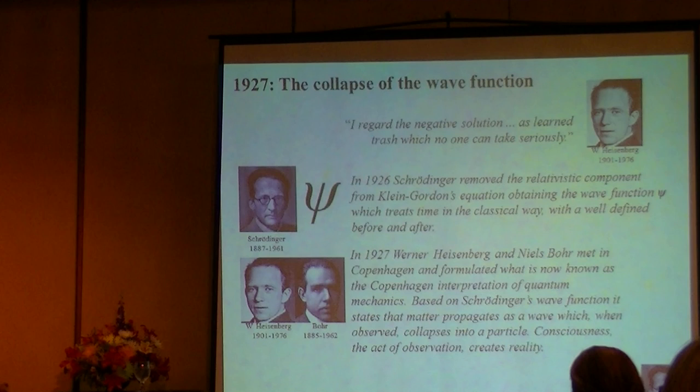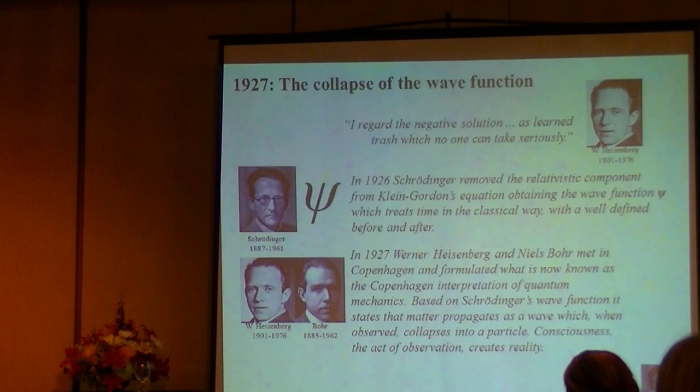And what Schrödinger did in 1926 was take the Klein-Gordon equation and just remove the relativistic part, leaving the wave equation, what is now known as the wave equation of quantum mechanics. Now, the problem with this wave equation is that you don't understand why there is a dual nature, matter and energy. Instead, with the Klein-Gordon equation, it was very clear why there is this dual nature.